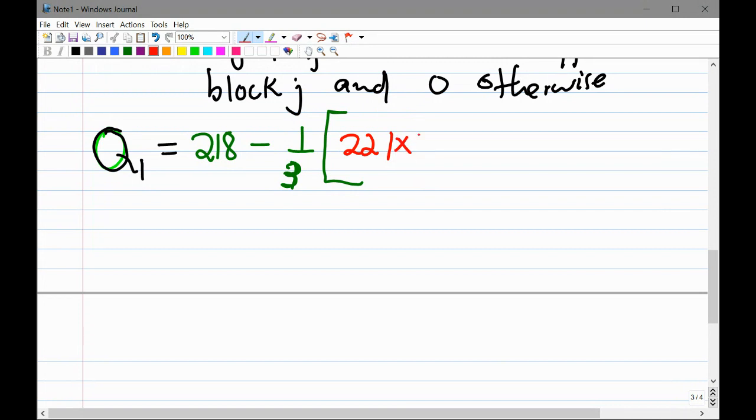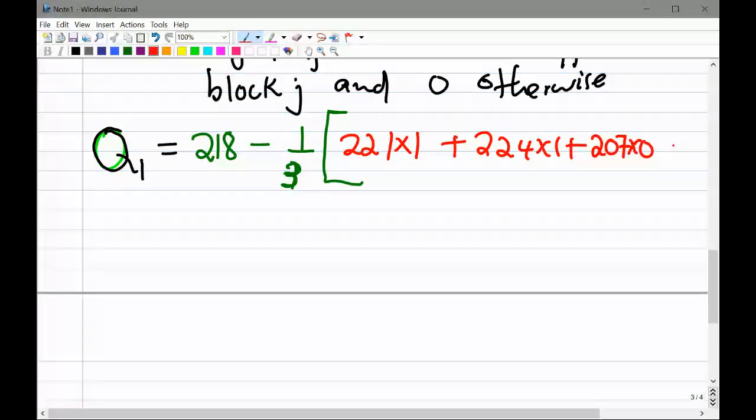The first one will be 221 multiplied by 1 plus 224 multiplied by 1 plus 207 multiplied by 0, because there is nothing there. And the last one, we have a value. We'll say 218 multiplied by 1. We close the bracket. What are you getting there? The Q value can be negative, right? So you just add those totals there.